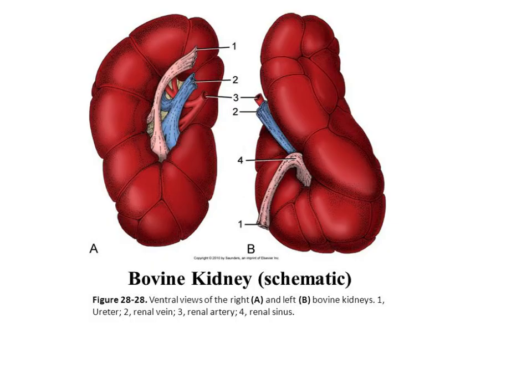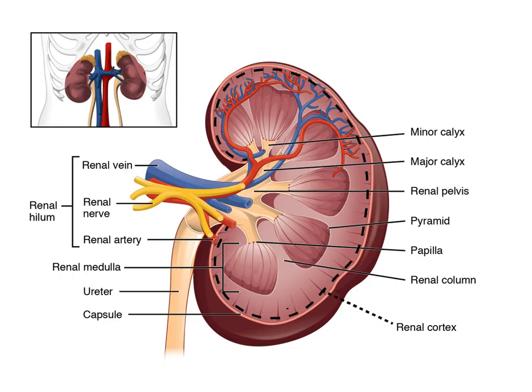This is the kidney of the bovine, which is different from the other kidneys of farm animals. Its surface is lobulated, with the same structure but a lobulated feature. This is the structure of the kidney. It is composed of the renal vein, renal nerve, renal artery, renal hilum, renal medulla, and renal cortex.